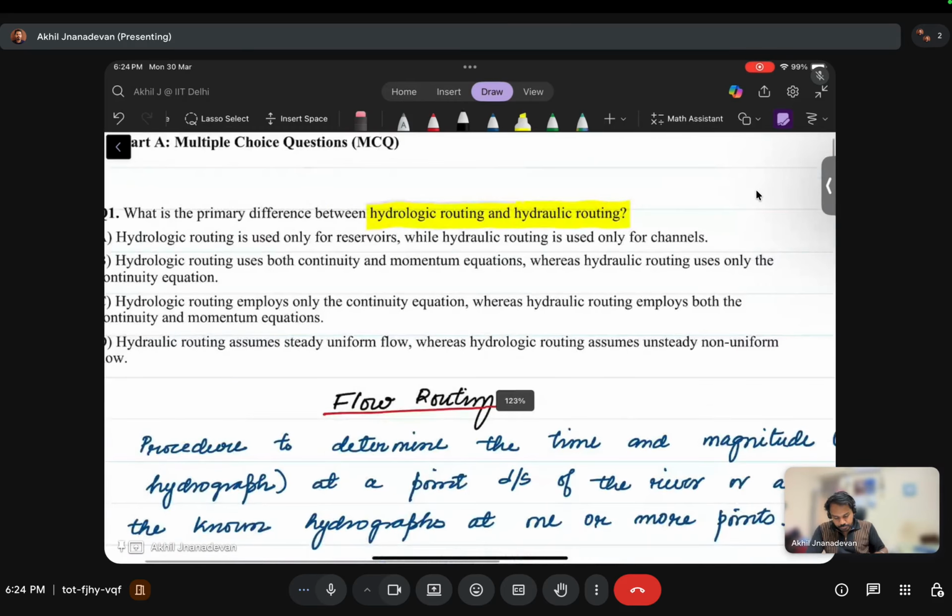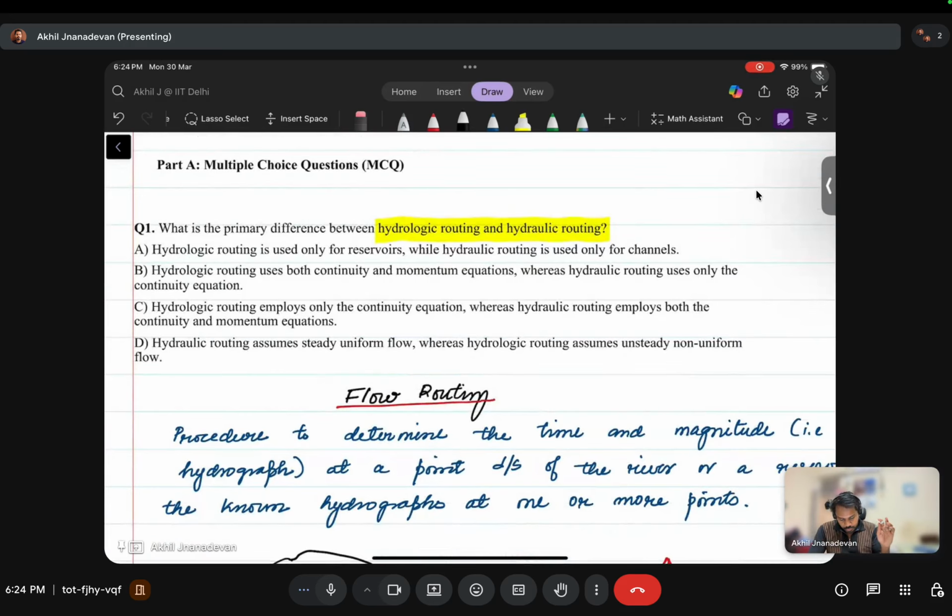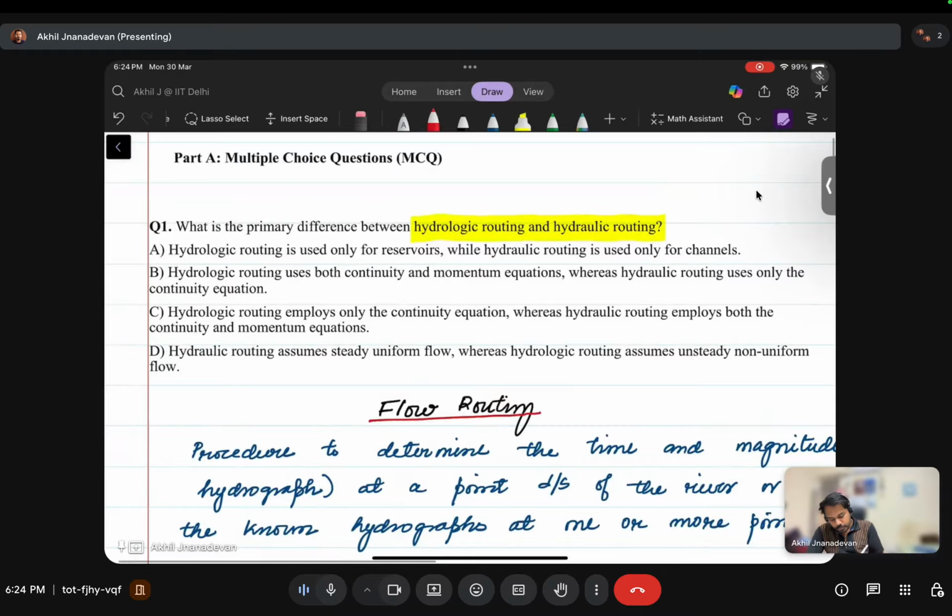So the first option is that hydrologic routing is used for reservoirs, while hydraulic routing is used for channels. No, both can be used for both systems, right? Both are routing techniques only. The next option says hydrologic routing uses both continuity and momentum equations, whereas hydraulic routing uses only the continuity equation. That is the opposite, that is wrong, right? The opposite is true.